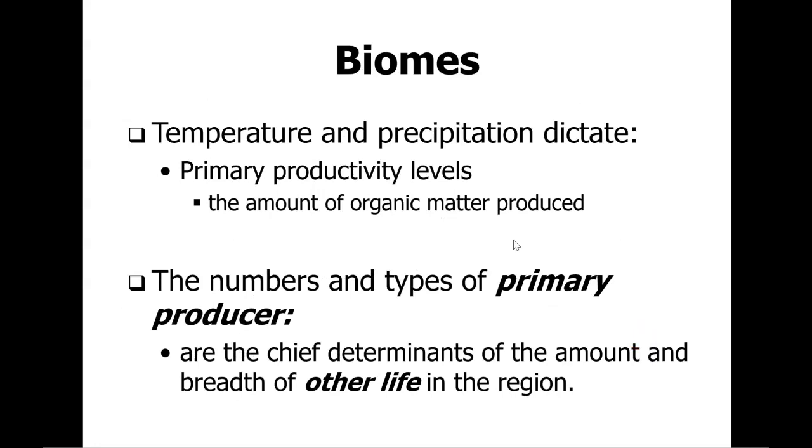So biomes are going to be large ecosystems covering huge geographic areas. And with this, like we said, you're going to look at temperature and precipitation that's going to dictate what these biomes are. So they're going to have primary productivity levels, and they're going to have the amount of organic matter produced depending on what type of biome it is. So numbers and types of primary producers are going to be chief determinants of the amount and breadth of other life in this region.